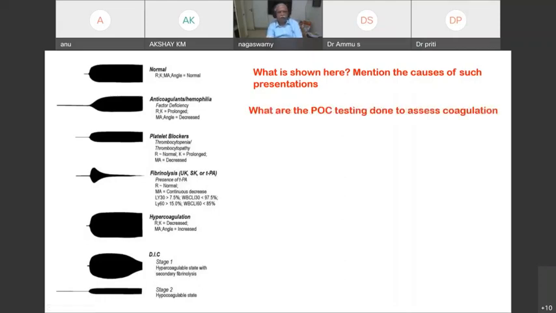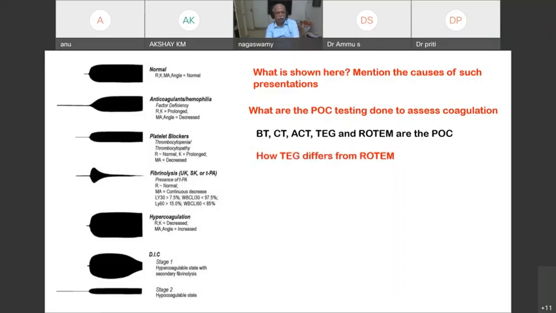So, the point of care tests done to assess coagulation can be BT, CT, activated clotting time, thromboelastogram, ROTEM, or other point of care tests. How does TEG differ from ROTEM? The difference between thromboelastogram and rotational thromboelastometry is mainly the short form.